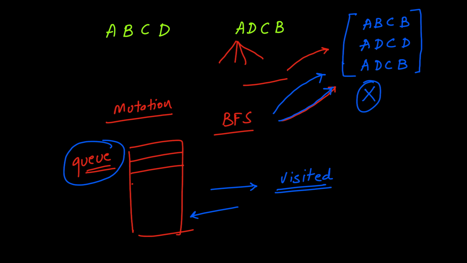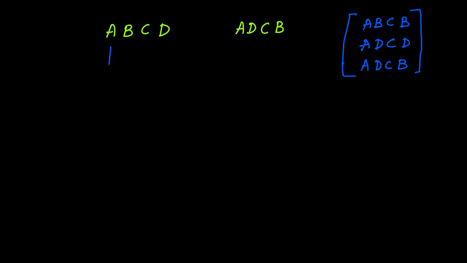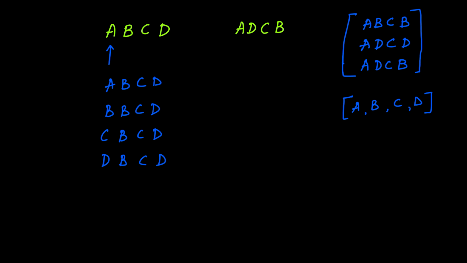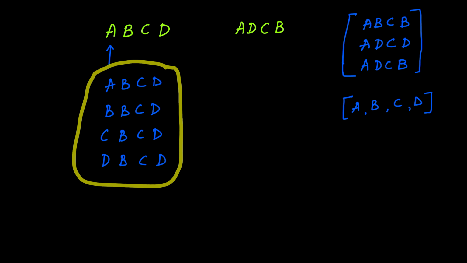Now let's do a quick dry run to understand how the queue and this visited array will help us solve the problem in a better way. Let's start with the first character A and identify all possible mutations. These are all of the possible cases that we can do by replacing the first character.